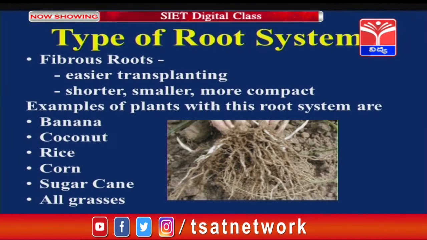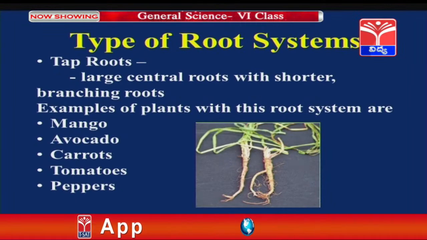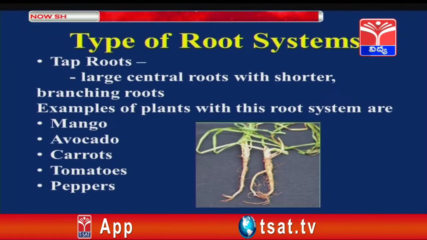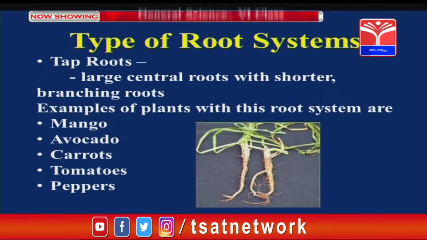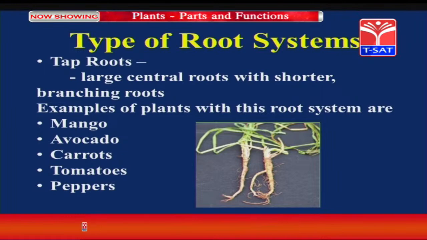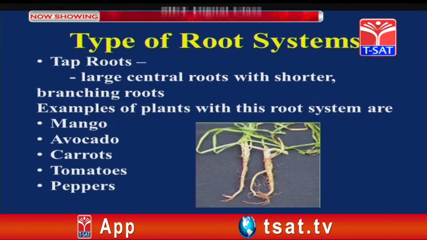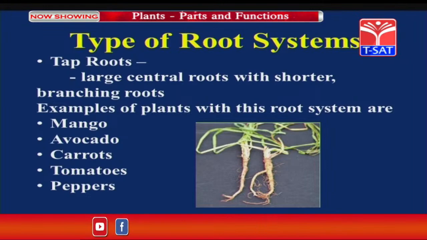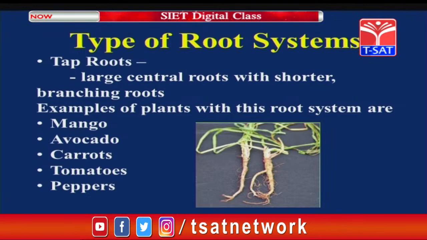So now see about the taproot system. In taproot systems, taproots are large central roots which have branches. The main root is called the main root, and its branches are called lateral roots, and these branches have still smaller branches. They are called tertiary roots. Where is this type of root system present? It is present in mango, avocado, carrots, tomatoes, peppers, etc. These types of plants have this type of root system.